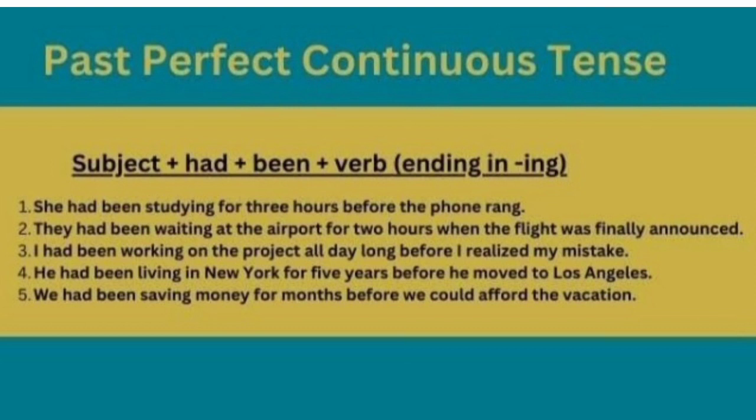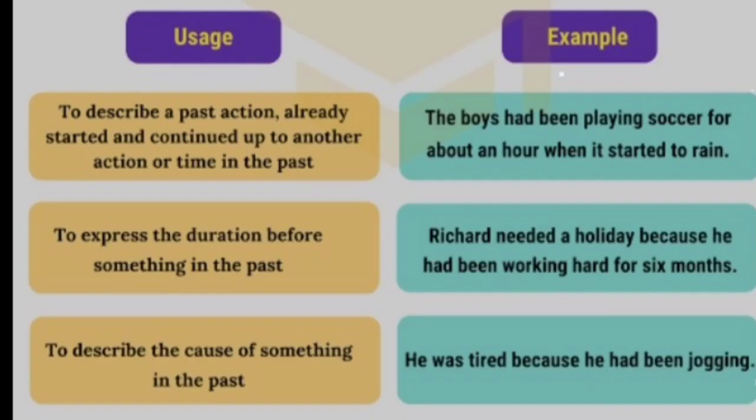He had been living in New York for 5 years before he moved to Los Angeles. We had been saving money for months before we could afford the vacation. Let's have a look at the usage and examples of past perfect continuous tense. To describe a past action already started and continued up to another action or time in the past.